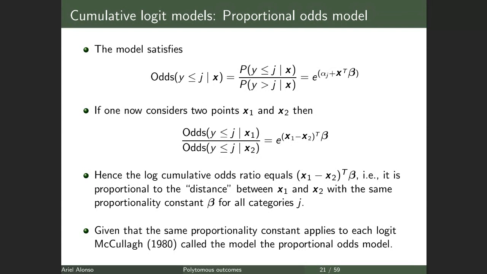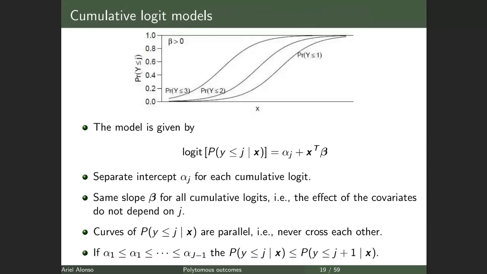The cumulative logit model kind of makes sense, because if you look at the model, that's what you do, right? You model the cumulative probability, the logit of the cumulative probability, the probability that y is smaller or equal than j given the covariates. So that's the cumulative probability, the probability that you will get a response smaller or equal than j. You calculate the logit and you model that. So that explains why we call this the cumulative logit model.